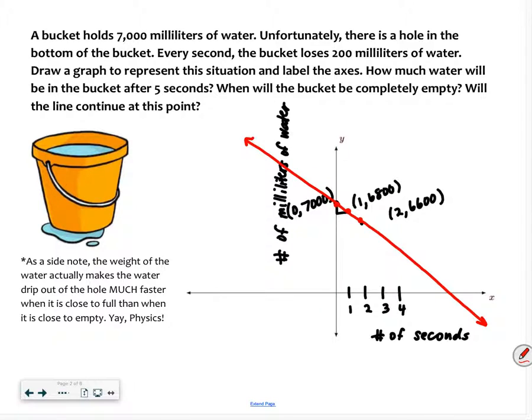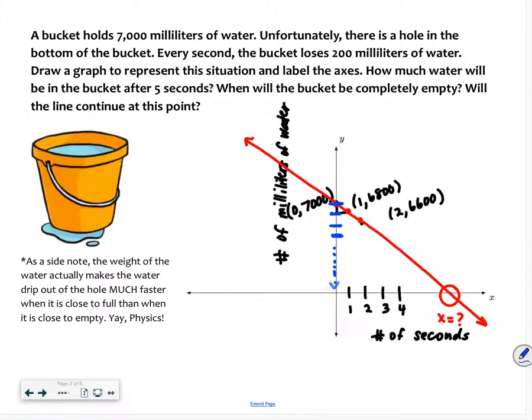So it says, will the line continue? It says, when will the bucket be empty? We would be trying to find this point right here. If we're trying to find that point, we don't know the x value, but we do know the y value. If you think about the y values, this was 7,000, this was 6,800, 6,600, and so on. So we have a bit of a pattern.